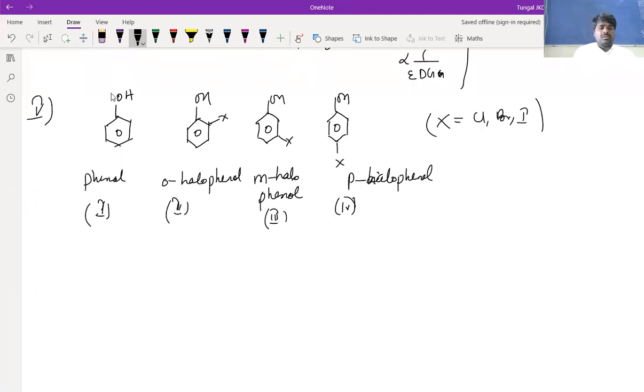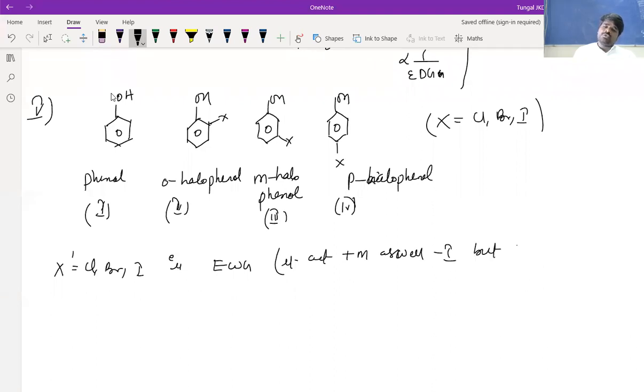So halogen, what is halogen, beta? Chlorine or bromine or iodine is an electron withdrawing group. It acts as a plus M as well as minus I, but minus I is dominant over plus M. So here you need to consider only minus I. Are you getting this? So because of that reason, what happens? What is the decreasing order?